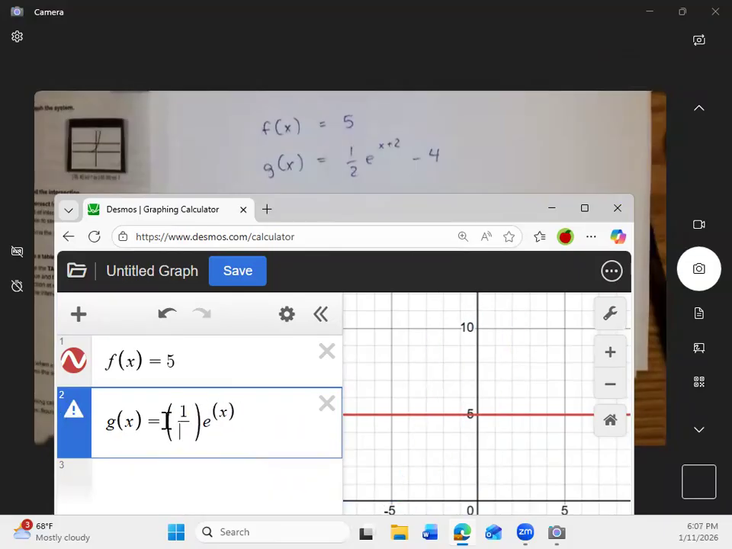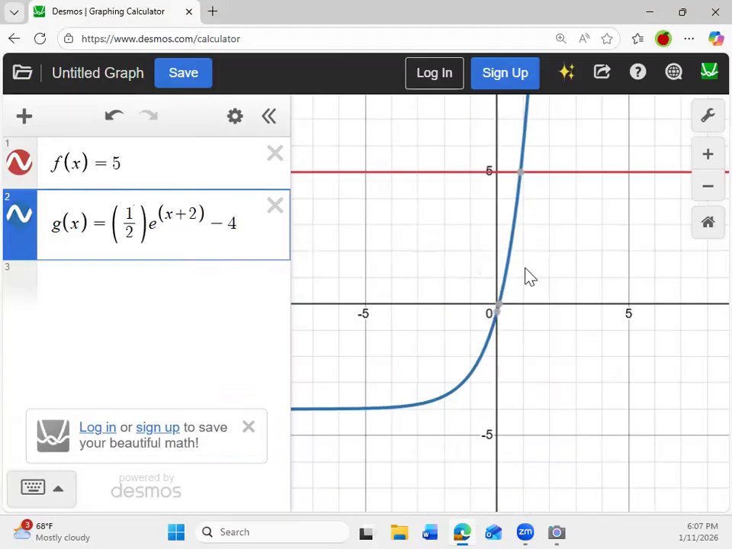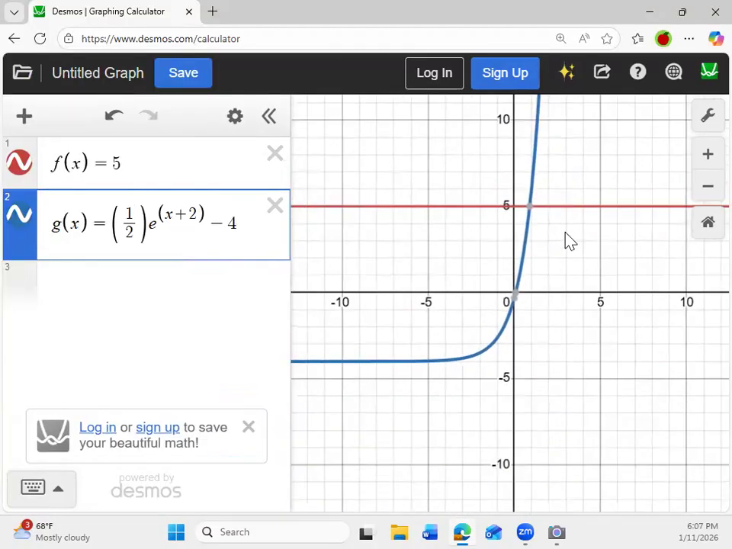1 over 2, e to the power of x plus 2, and the whole thing is minus 4. Okay, I think that's right? Is that okay? All right, and this here, let's expand this bigger. You guys see what the graphs look like? Wherever that gray dot is has to be the answer. 0.89. So that's the answer.